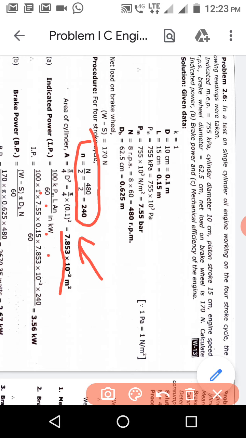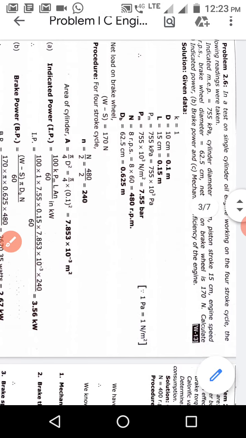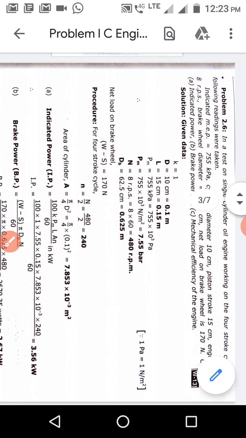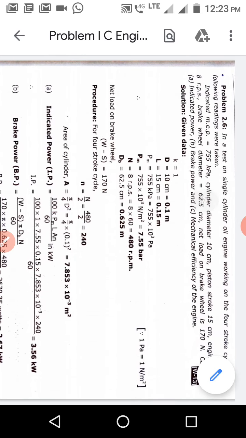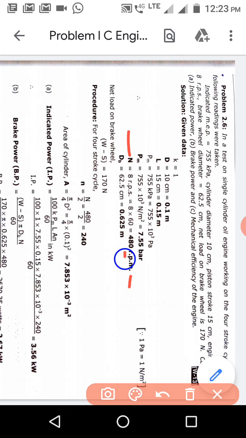It is given in second. So it is given as 8 revolution per second. So we have converted this 8 revolution per second into revolution per minute. For converting 8 revolution per second, we have multiplied with 60. So we got the revolution per minute. Why are we calculating this n in revolution per minute?